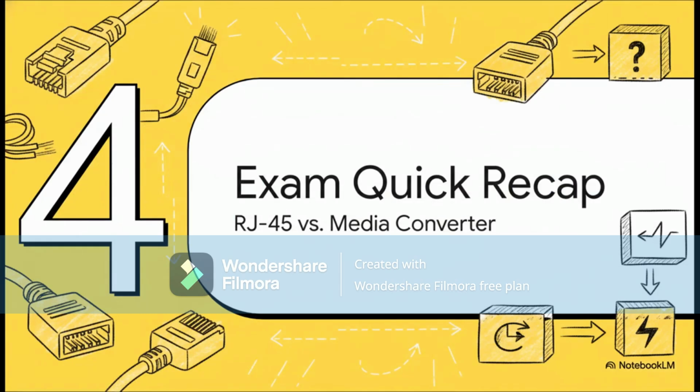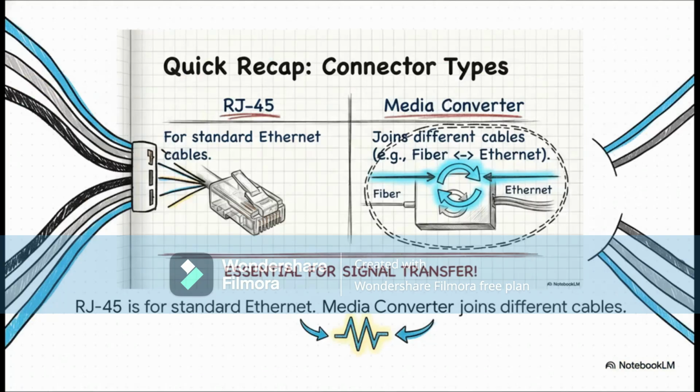All right, we've met our two main players. Now let's put them side by side for a quick recap. This is the kind of comparison that loves to show up on exams, so this is a great time to focus. Just look at this breakdown. Over on the left, you've got the RJ45. Its job is super straightforward. Connect a standard Ethernet cable to a device. Simple. On the right, the media converter.